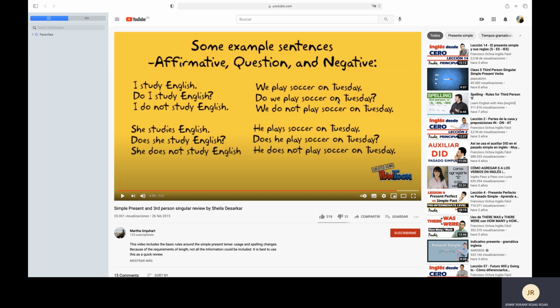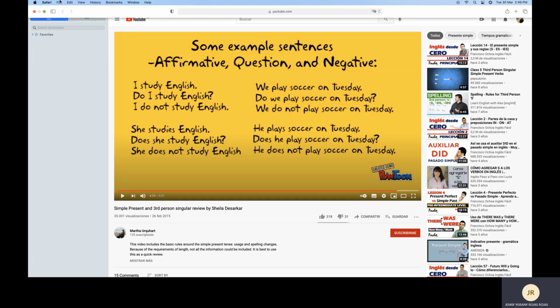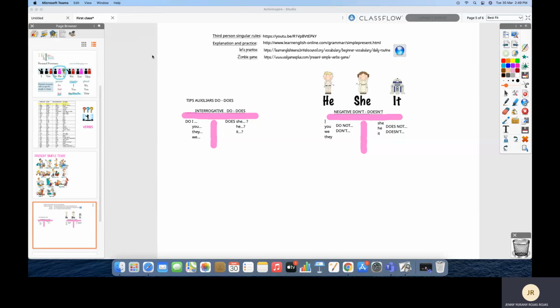Do we play soccer on Tuesday? Does he play soccer on Tuesday? Without any rule, without any spelling rule, because we already have does. He does not play soccer on Tuesday. We do not play soccer on Tuesday. So, it's basically the same. Entonces, tenemos prácticamente lo mismo.